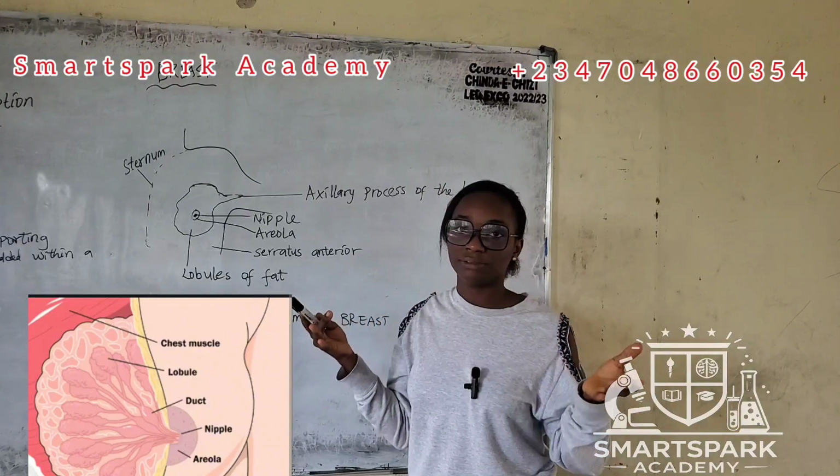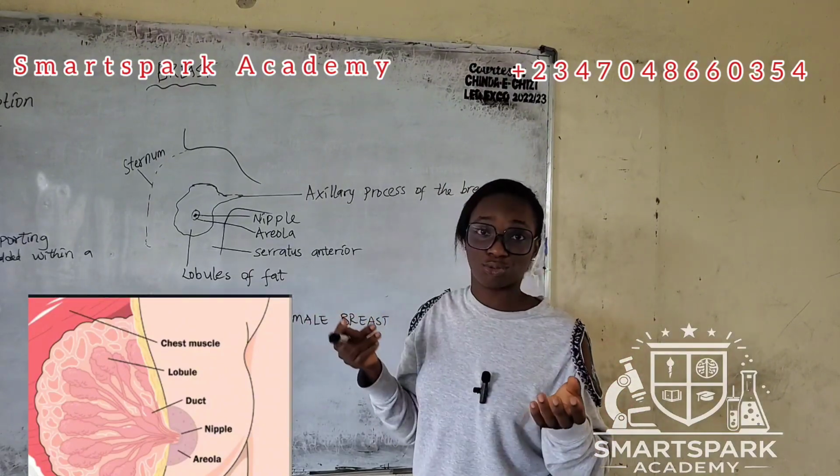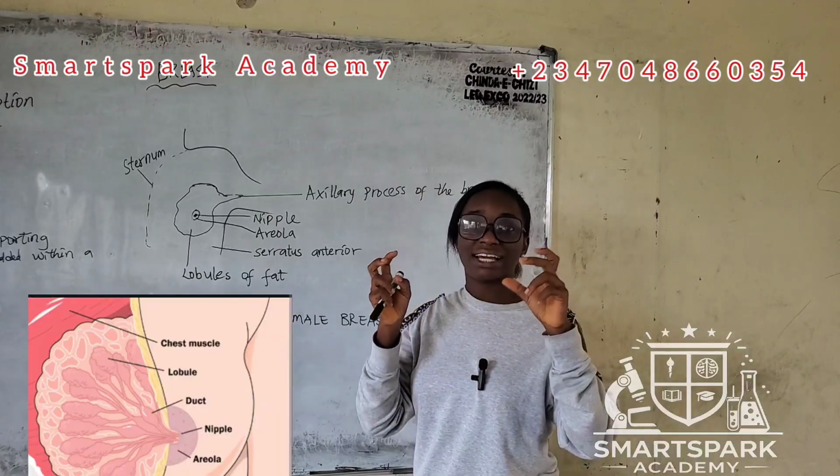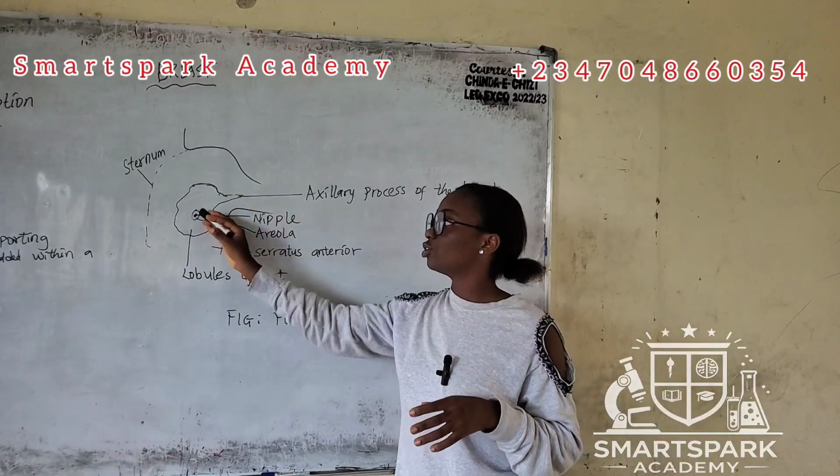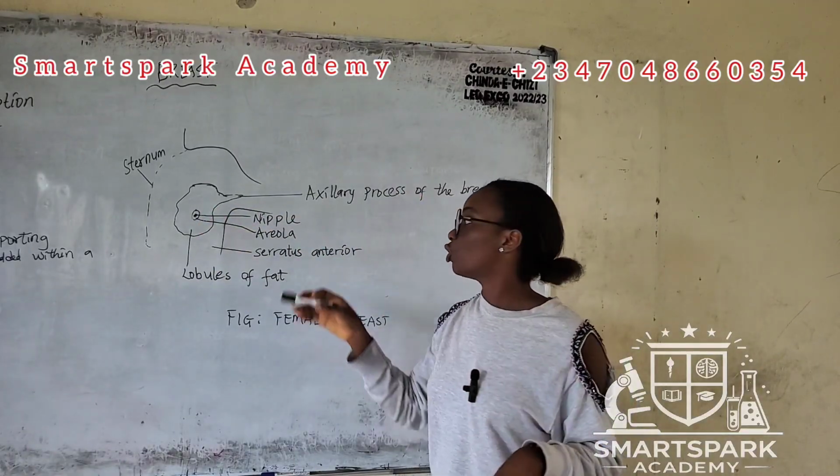Normally, if you look at your body in the mirror, especially females, even the males too, you notice that there is something like a black circle surrounding your nipple. That black area is called the areola.